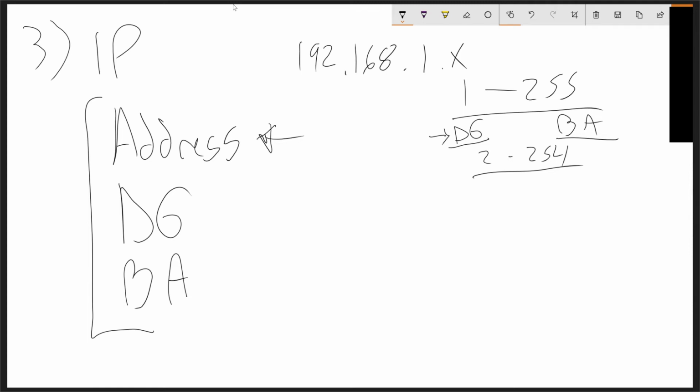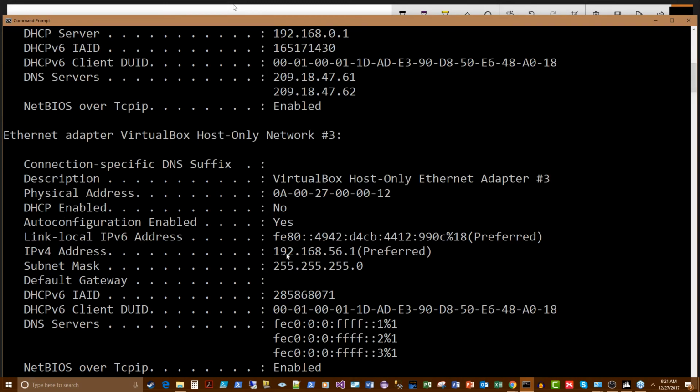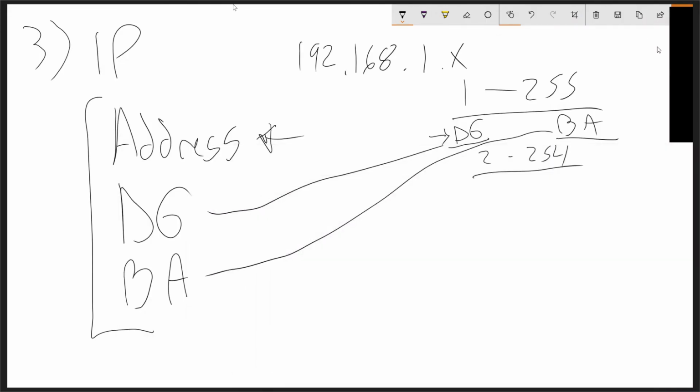And then, like I said, the default gateway and the broadcast address as well need to be included, which we can see if we look here: IP address, subnet mask, and no default gateway on that one. Yeah, there we go. Default gateway, IP address, subnet mask. So you can see that.